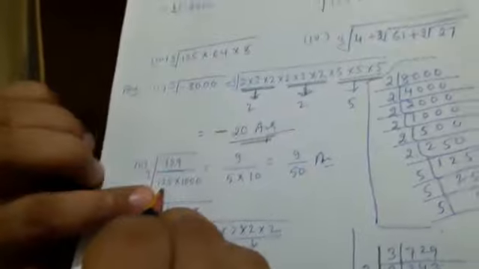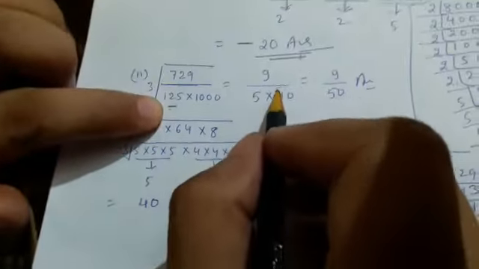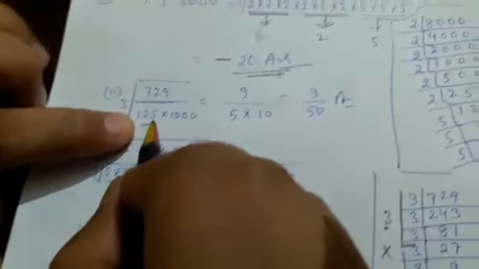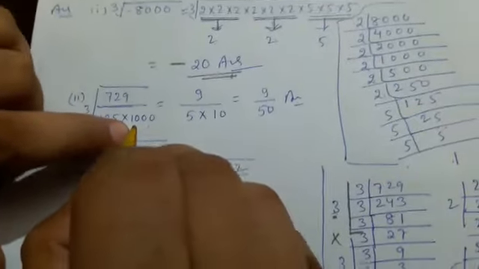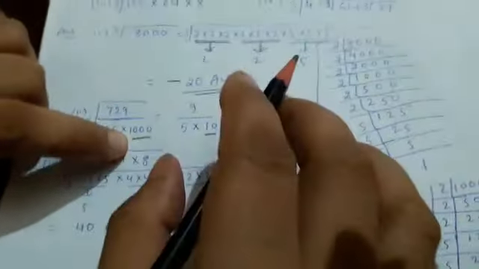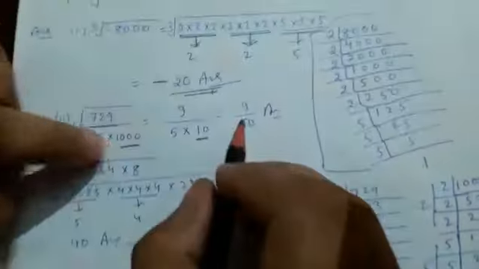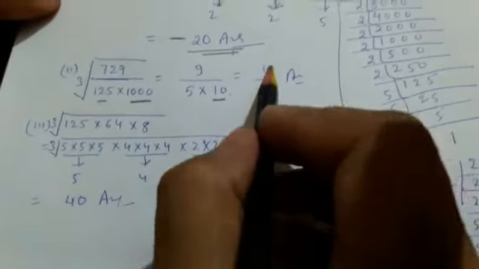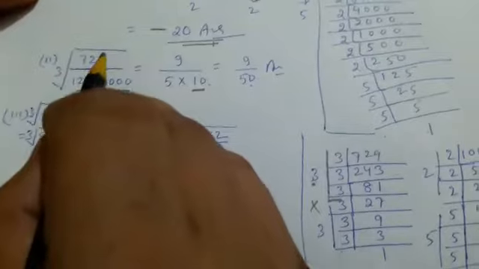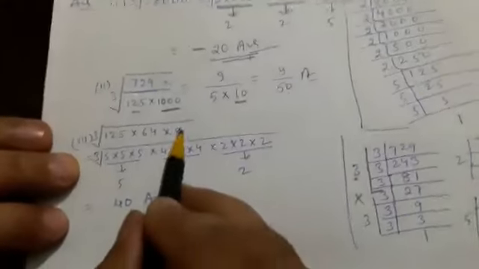And what will be the cube root of 125? Obviously it will be 5. 5 5s are 25, 25 5s are 125. And what will be the cube root of 1000? Obviously it will be 10. 10 10s are 100, 100 10s are 1000. Now you will see 9 upon, 10 5s are 50. So 9 by 50 will be the cube root of the given question. Next is question number 3, the cube root of 125 into 64 into 8.